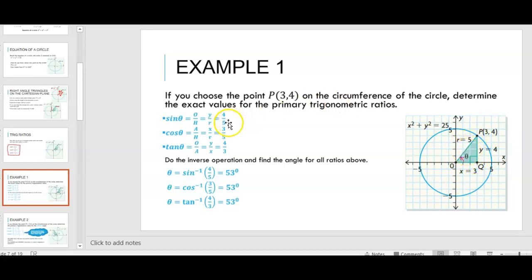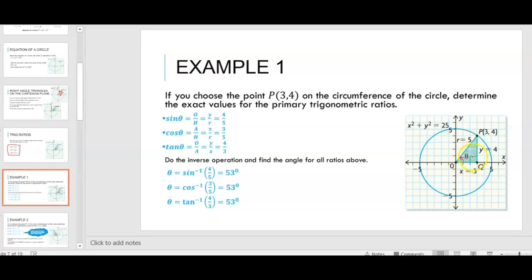And we're going to write the ratios in terms of these values. So sine of angle theta equals opposite, which is 4, over hypotenuse, that is 5. So sine of theta is 4 over 5. Cosine of angle theta is adjacent over hypotenuse, x over r, or 3 over 5.